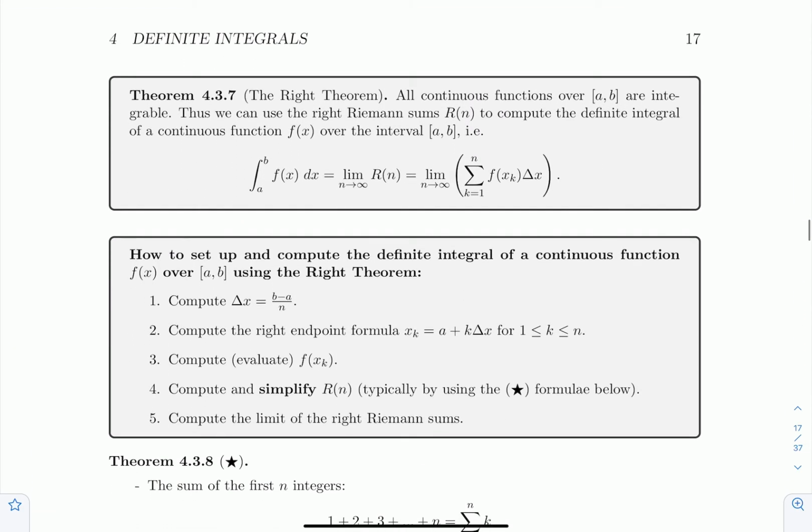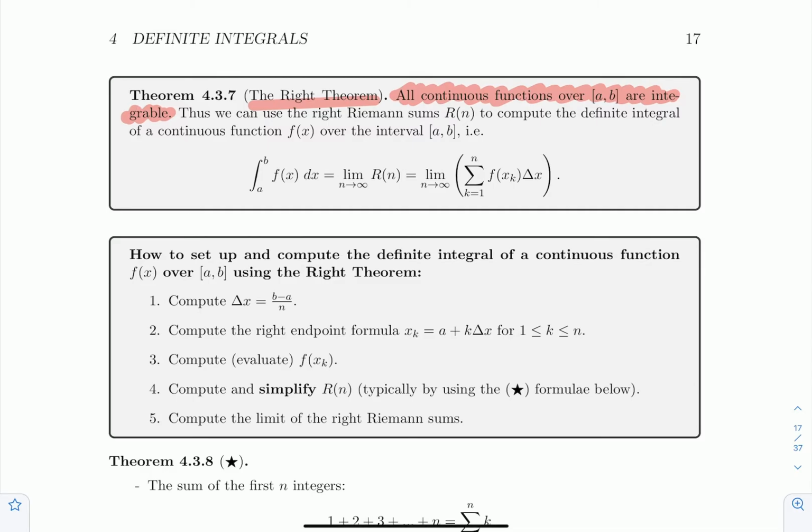All right, so here it is. The right theorem. The right theorem is actually something very simple to state, and it goes as follows. All continuous functions over the interval a, b are integrable, period. That's it. This might sound like nothing initially. All continuous functions are integrable, so what?